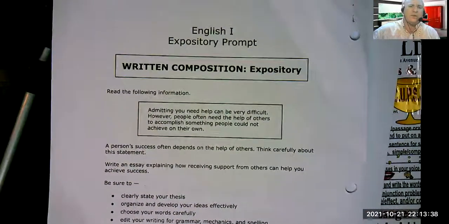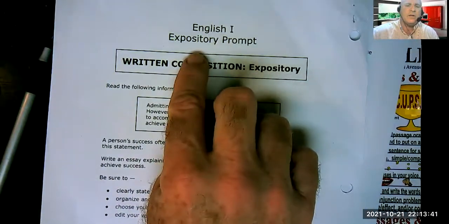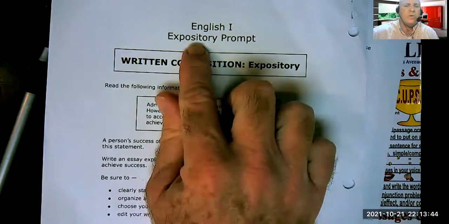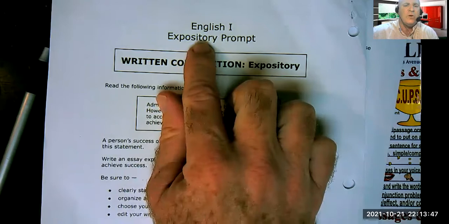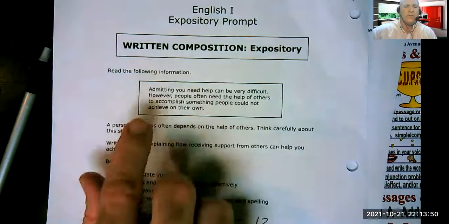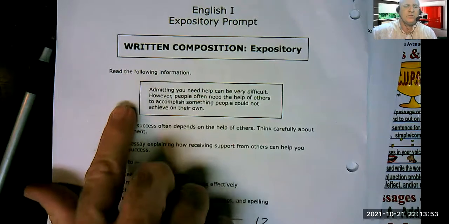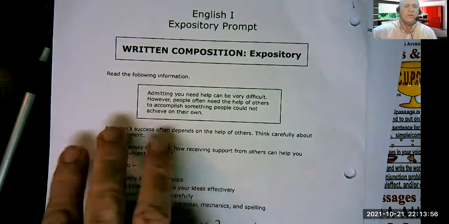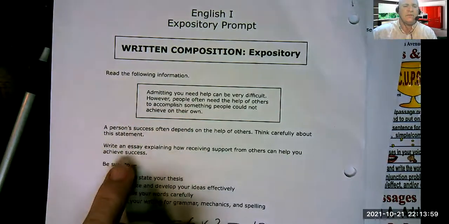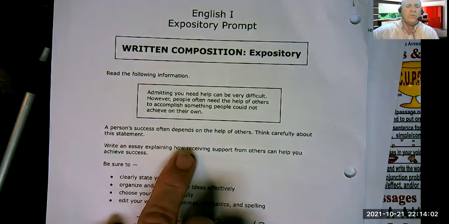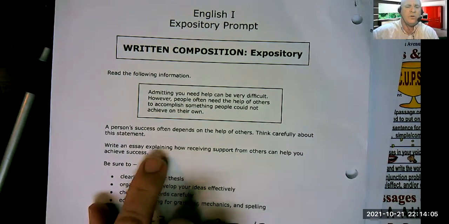So I'm going to show you today the prompt that you were given this past year. Those of you that are taking the retest for English 1, this is called the prompt page, and it will say expository. And I want you to notice there's only one I, meaning one idea. There's only one T, meaning one thesis. Okay. The prompt is the first, second, third section. The third section is the write section. Write an essay explaining how receiving support from others can help you achieve success.